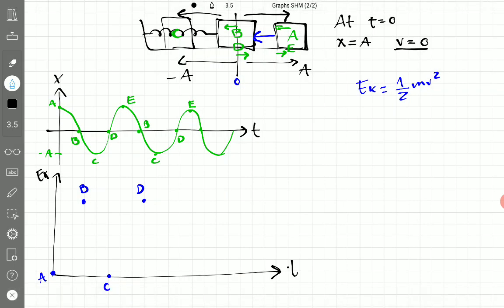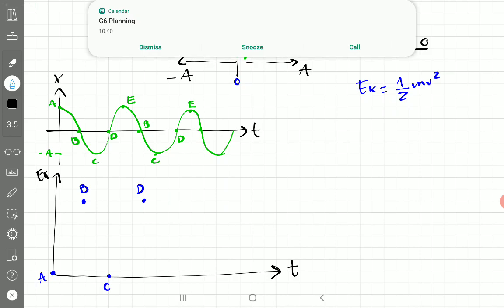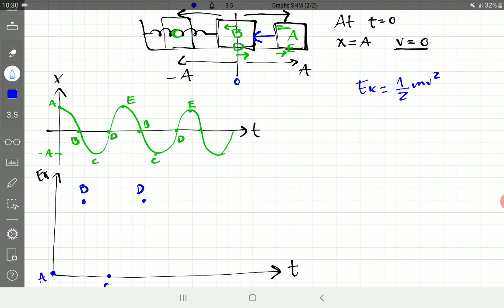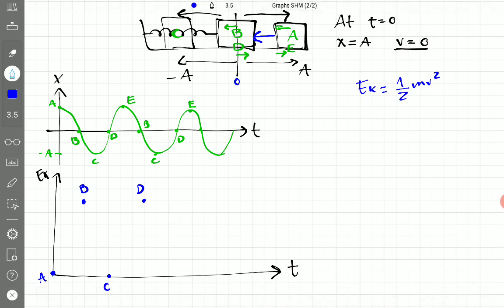And I forgot to put my time axis here. So that means that the energy will be maximum at point D. Now, when it goes back to point A, it will be back to 0, right? Because that's when the object stops.